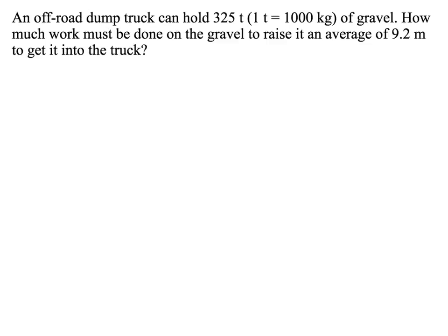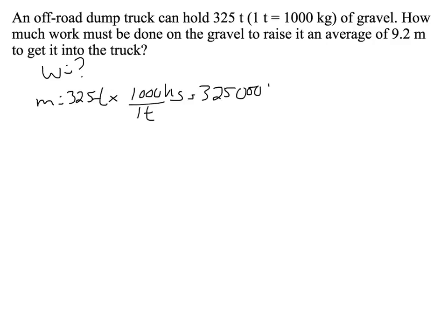Okay, so in this question, again we're looking for work. We're told the mass is 325 tons, and we know that 1 ton is 1,000 kilograms. Therefore, the mass we're dealing with is 325,000 kilograms. Work is our question, and distance is 9.2 meters. W equals Fg d, because that's the force. Fg, that's the force needed to get the load up onto the back of the truck.